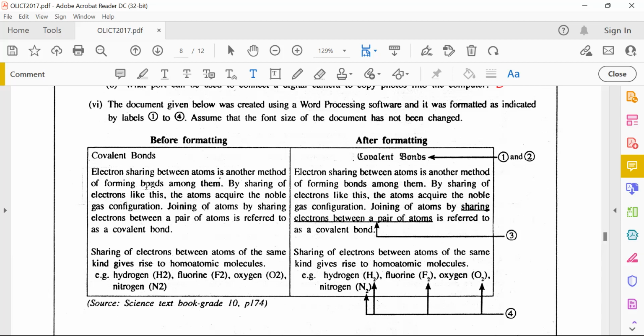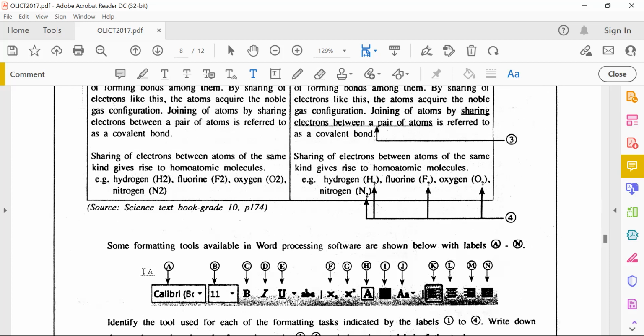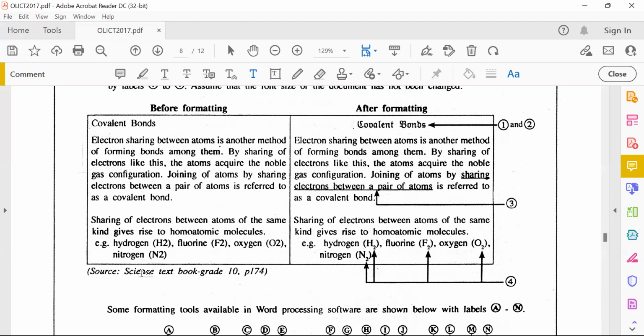The document given below was created using a word processing software. And it was formatted as indicated by labels 1 to 4. Right. Font size has not been changed, you know. So we need to figure out from these labels what formatting tools are used for 1 to 4. Okay, quickly, can you tell me the answers?